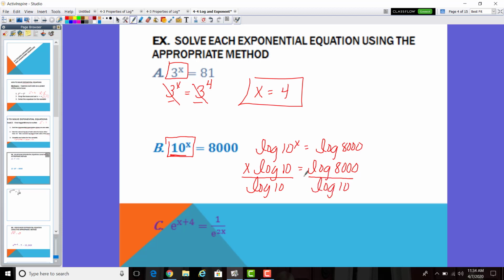So since my variable is being multiplied by the common log of 10, I'm going to divide by the common log of 10, which equals 1. So we could have just canceled that out there because 1 times x is x. However, x equals, in log form, the common log of 8,000 divided by the common log of 10. They will ask for a value of that. Okay, so we're going to have to change that.